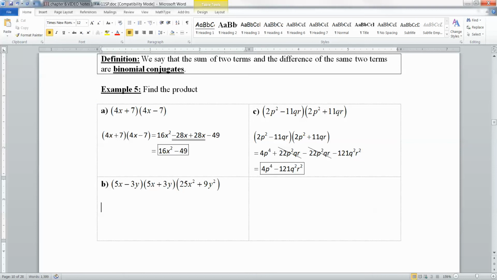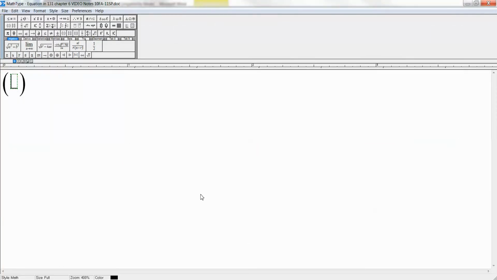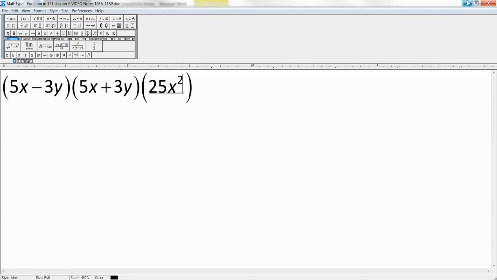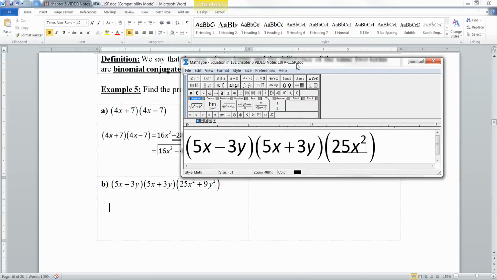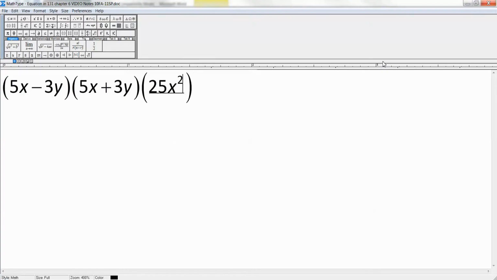All right, so then that leads me to the last one, which is 5x minus 3y times 5x plus 3y times 25x squared plus 9y squared. Okay. All right, now there are a couple ways you could tackle this, but the easiest is actually to get these two together, because a binomial times a binomial like that, when they're all the same, is kind of simple.